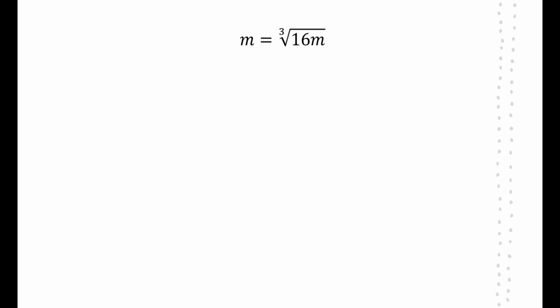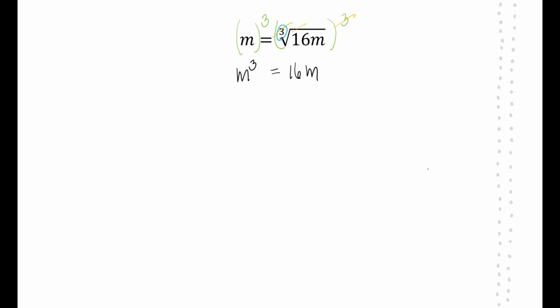For our last example, m equals the cube root of 16m. So the first thing that we have to do is to raise both sides of the equation by 3, because we have an index here that is equal to 3. And then simplify. On the left side is m cubed, and on the right side we may cancel the index and the exponent, so that would also eliminate the radical sign, and only the radicand 16m would remain.